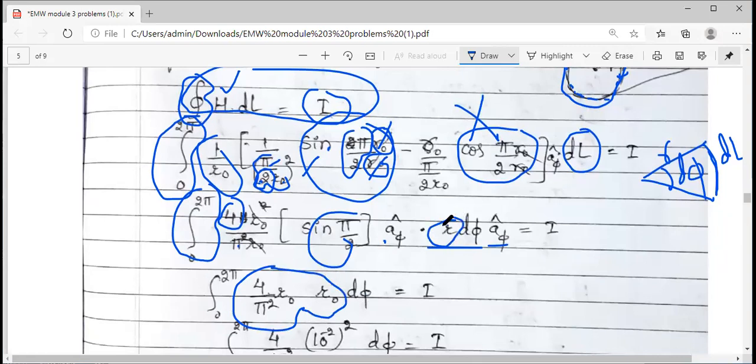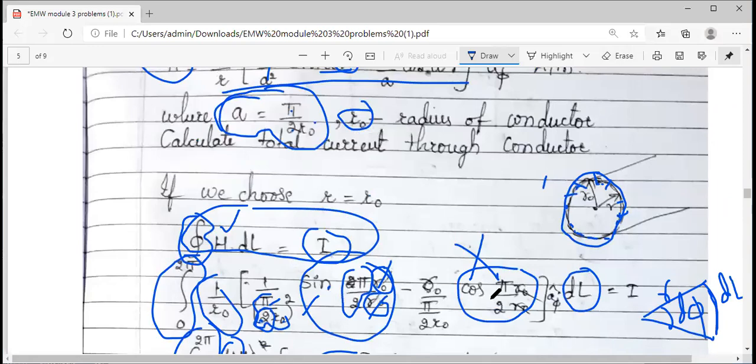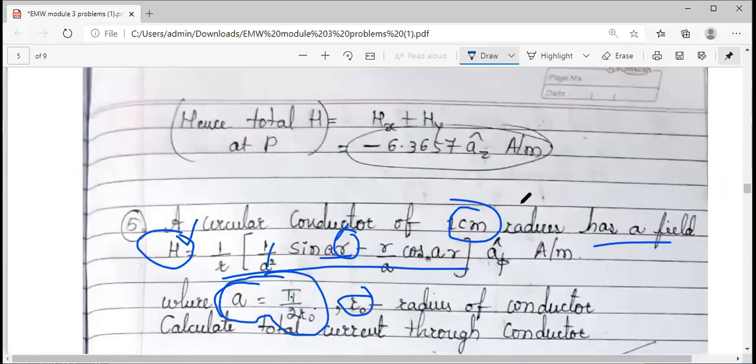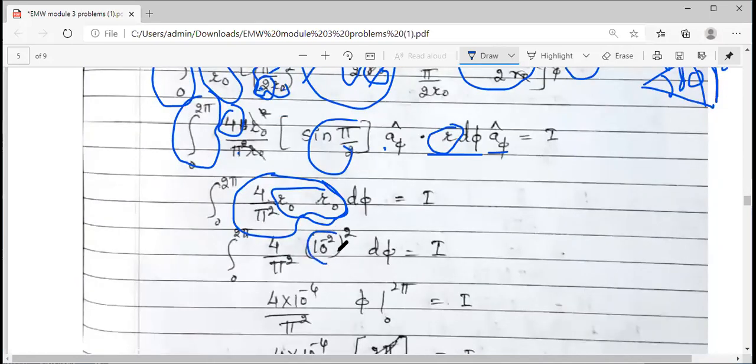I have considered this also as r equals r naught. So it will be r naught square, and this r naught is given to you. What is the radius? It is given in the question as 1 centimeter. So I'm substituting that 1 centimeter, that is 10 to the power of minus 2 whole square, into d phi. All these are numbers, so you can calculate the value, and the integration is with respect to d phi.